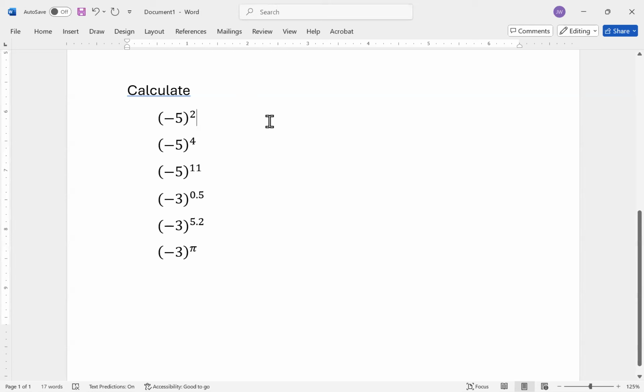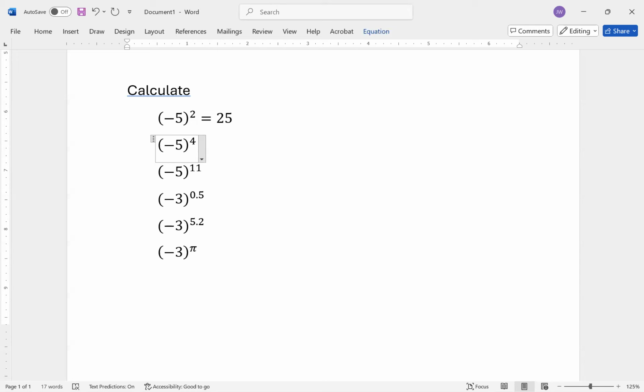So when the exponents are whole numbers like 2, I don't get a problem. By the way, when you're typing this in, make sure you're typing this in with parentheses around the -5 and the exponent on the outside. If you forget the parentheses, we have a different order of operations. So -5 raised to the second power gives me 25.